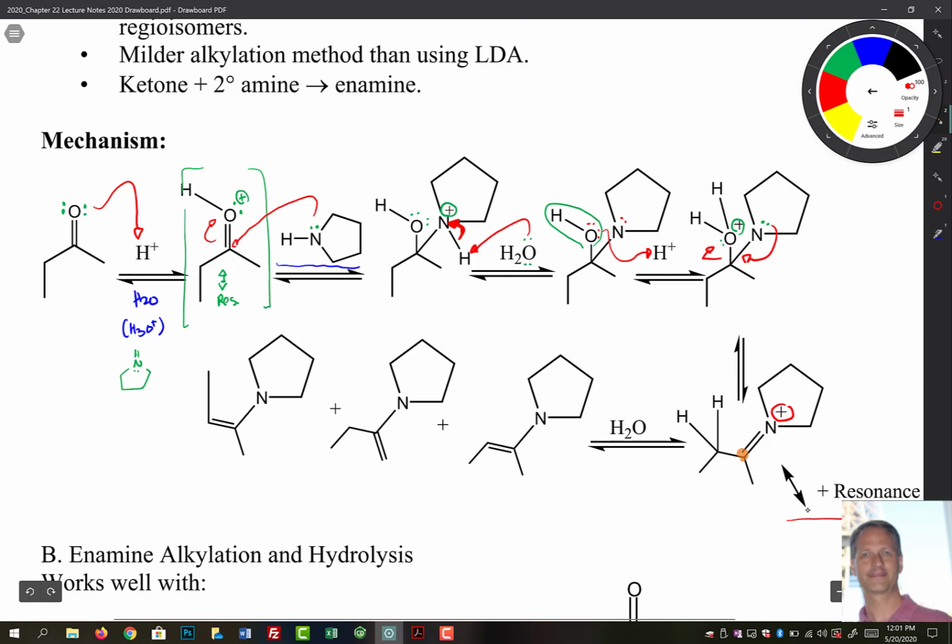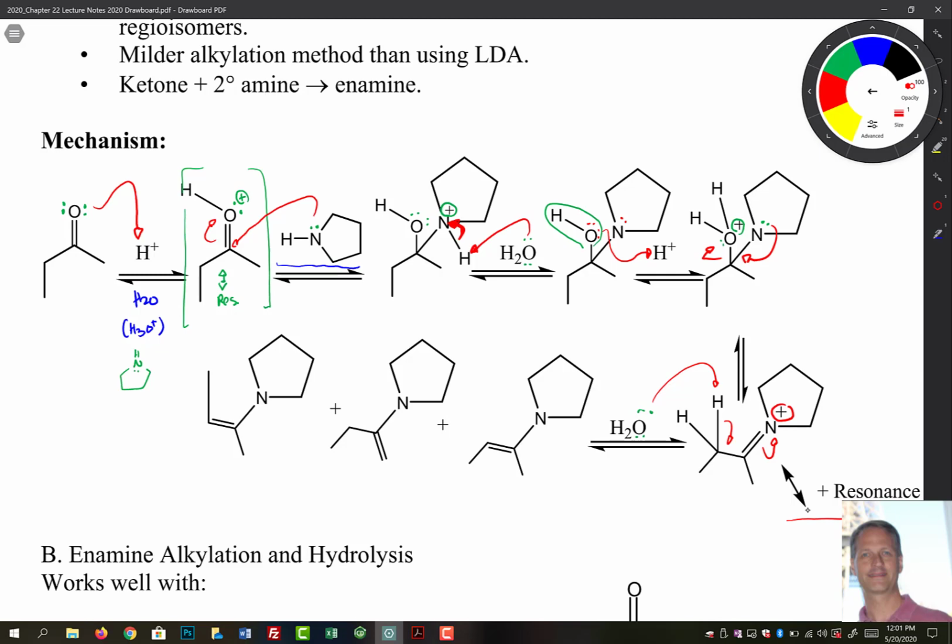Okay. Anyway, the last step of that is we're adding H2O, and H2O is going to come over and do a deprotonation. So we're going to grab one of those H's here. We're going to swing down just like so and push these electrons back up to the top here. Okay, and that'll give us one of our products.